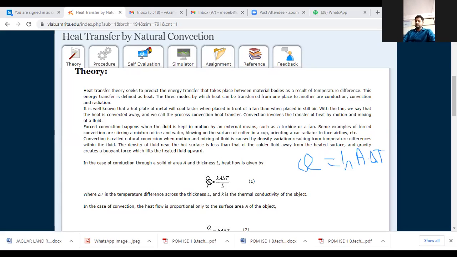According to the statement, it can be represented as Q. Here it is represented as Q by T, which is also fine if you want to mention it in terms of time. But in our cases we have discussed that this T is inbuilt in Q, which is nothing but heat transfer.